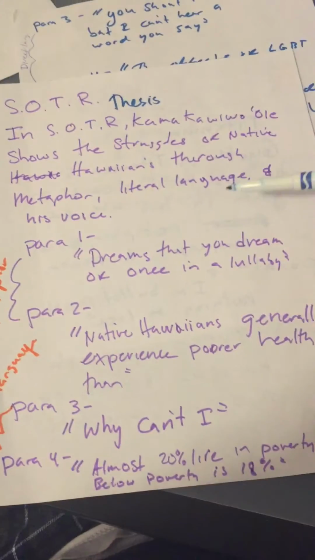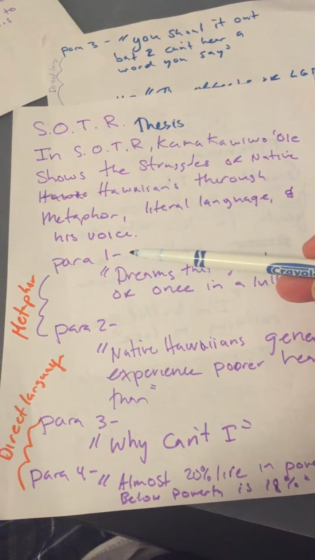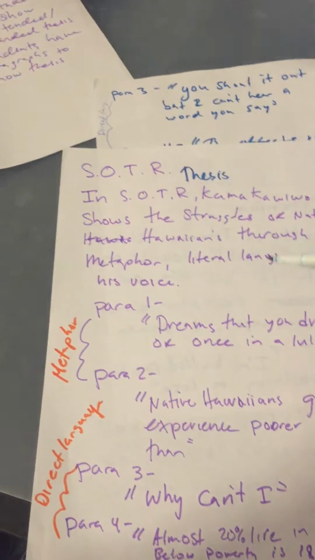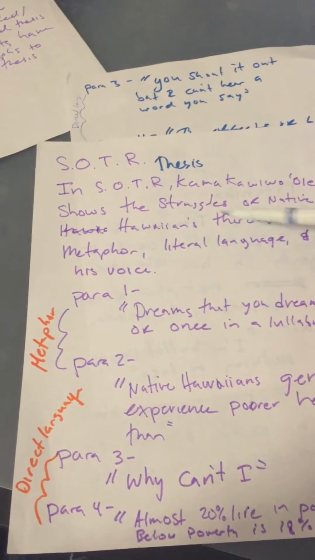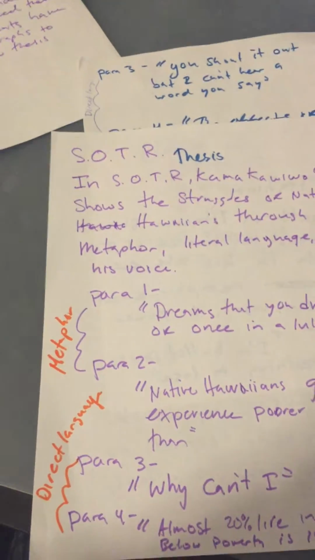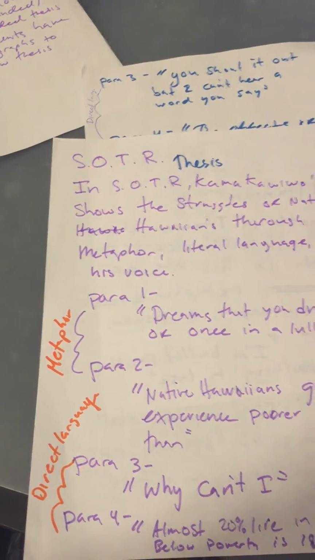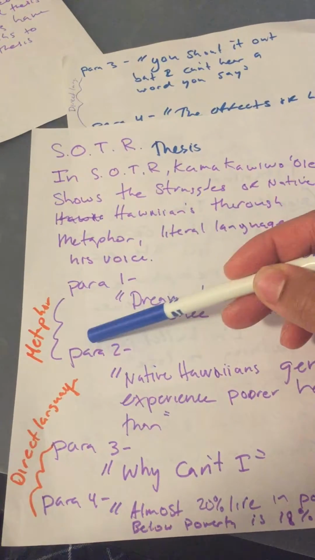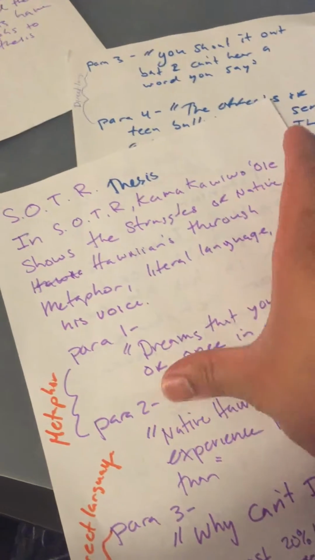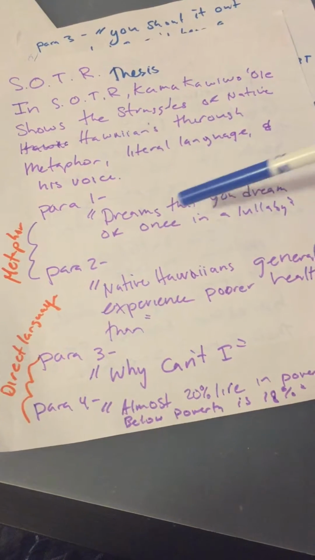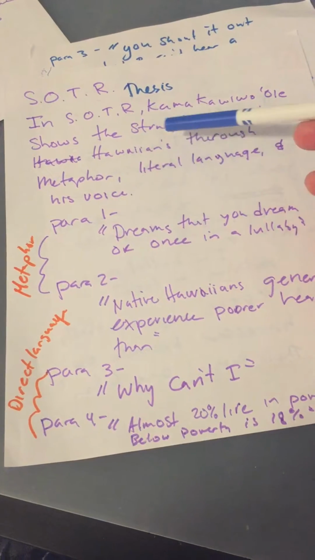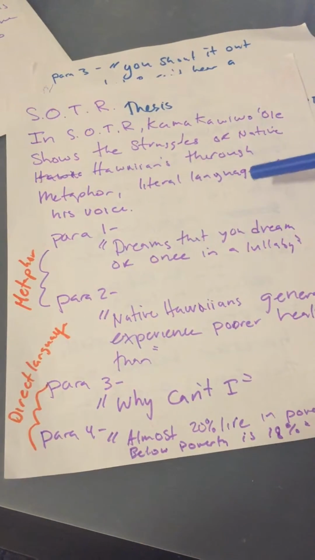All right. Okay, so if I was going to break this down, this is an expanded thesis because I'm going to take each of the pieces of evidence and build two paragraphs from them. So for metaphor, I'm going to have two paragraphs, and I just want to show you my direct quote, okay? "Dreams that you dream of once in a lullaby." I want to look at this metaphor and its connections with the struggles of Native Hawaiians.